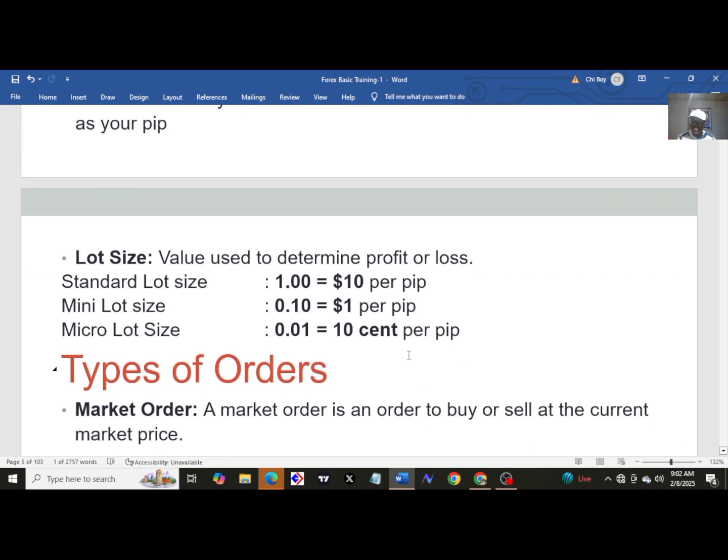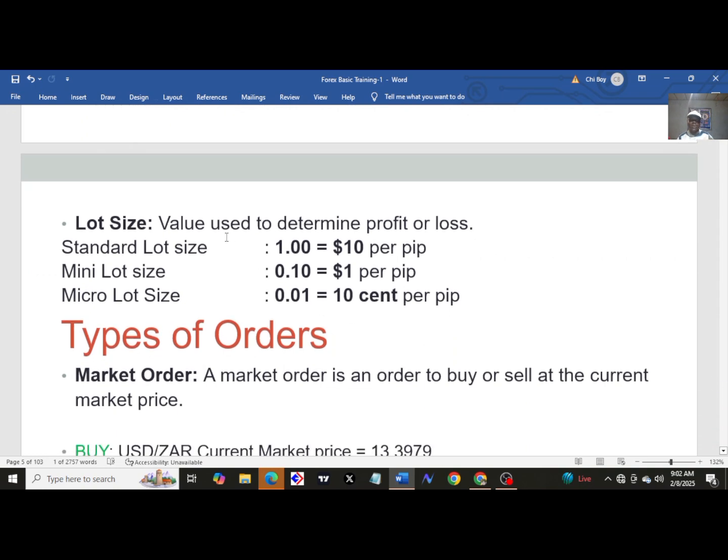We have lot size as well. Lot size is the value used to determine profit or loss. Yes, standard lot size is 1. So each single pip move using one standard lot is $10. So if you are placing your trade using standard lots, you are going to be either making or losing $10 in each pip move. So that is that. And we have mini lot size, which is 0.10.